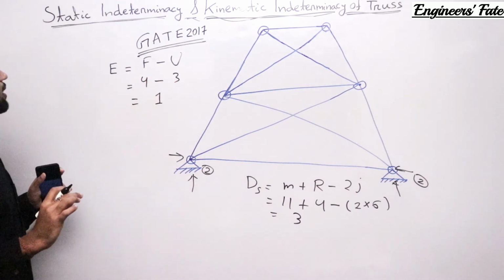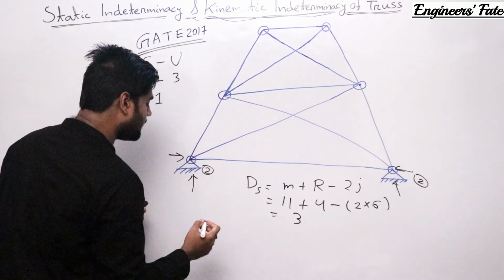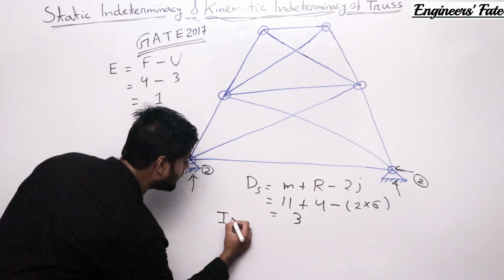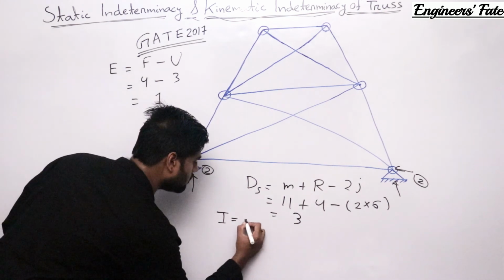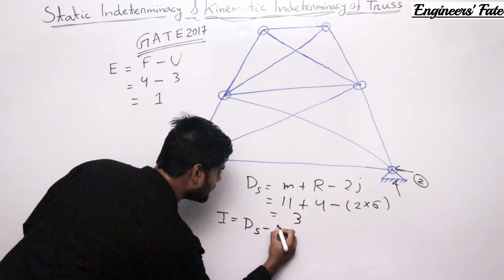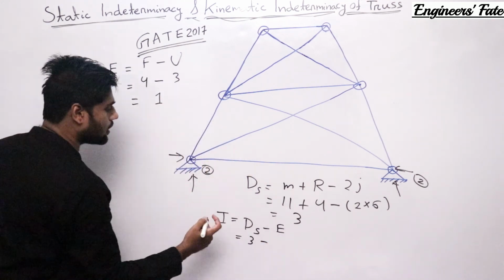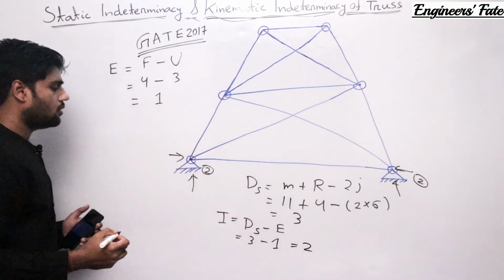So we have found the external indeterminacy. Next, find the internal indeterminacy. What is the internal indeterminacy? I have told you I equals ds minus E. So ds equals 3 and E equals 1, that is, I equals 2.